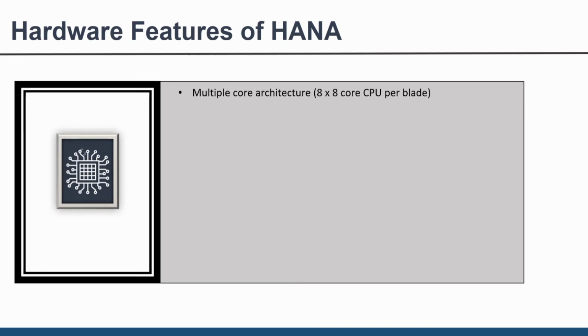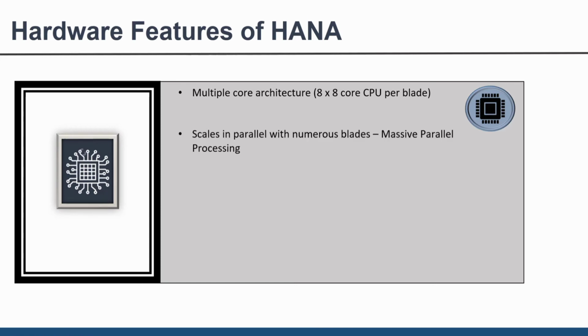So the first feature is HANA has multi-core architecture for CPU. What do you mean by multi-core architecture? Here you can see in the figure a CPU is shown with multiple blades. What is the purpose of this? Each blade of the CPU can work simultaneously and independently, which will help you to achieve massive parallel processing. So this is one of the important hardware features of HANA, why HANA can give you faster processing speed.